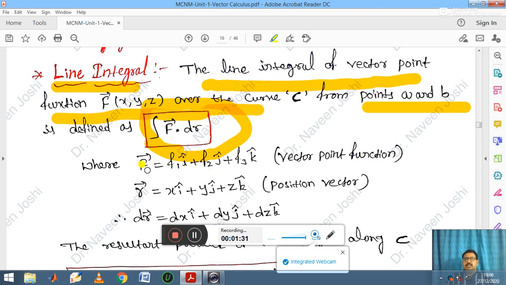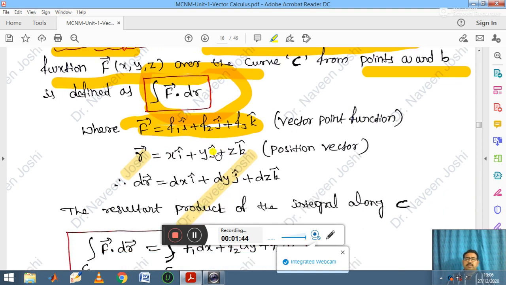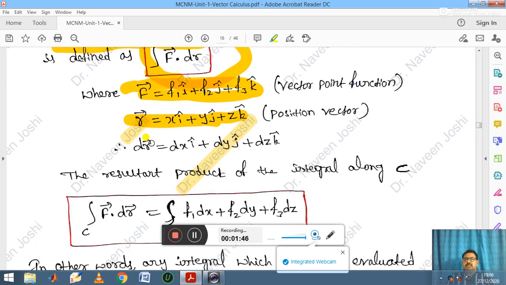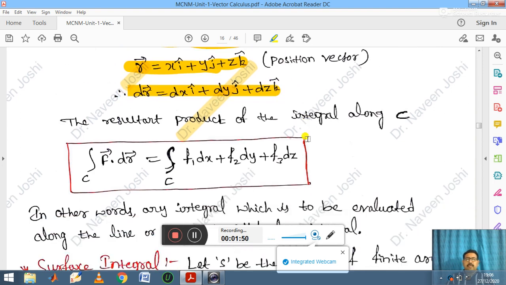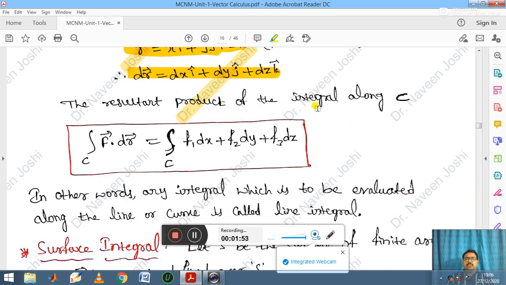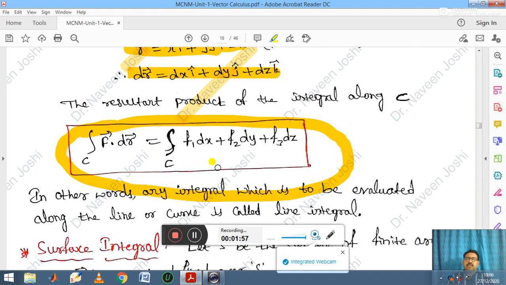Okay, you can see here f we can write in this format: f1 i plus f2 j plus f3 k, and r is the position vector, and its definition is r equals xi plus yj plus zk. So then its dr corresponding value is dx i plus dy j plus dz k, and the resultant product of the integral along the curve C is integral f dot dr equals integral of f1 dx plus f2 dy plus f3 dz, which is the definition of line integral.